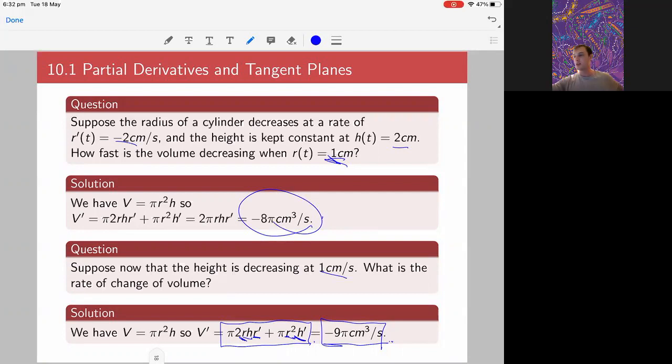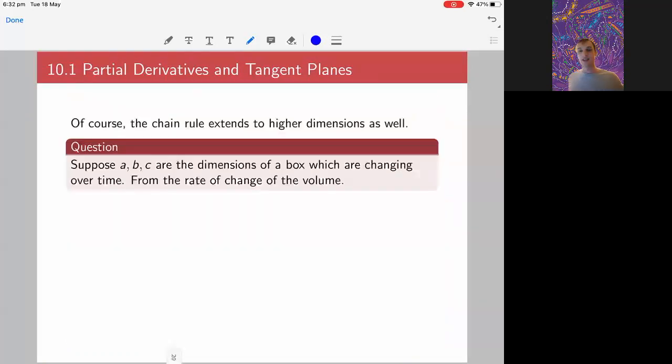Okay, so this is an example of the chain rule for 2 variables. Now, I think the last thing we're going to do in section 10.1 is talk about an application of the chain rule for 3 variables. All right. So let's suppose now we've just got a box. Let's say the dimensions of this box are A, B, and C. So height, width, and length, or any permutation of those. Find the rate of change of the volume of the box.